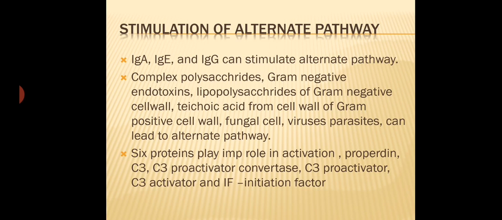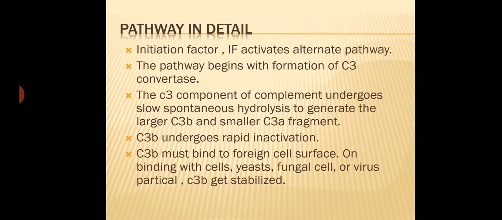Six proteins play an important role in complement activation, including the C3 component, C3 proactivator, C3 activator, initiation factor, and properdin, as I said. So properdin, C3 proactivator, C3 activator, and initiation factor are important in activation or stimulation of the alternate pathway. Now we will go into detail how this pathway operates in the cell.